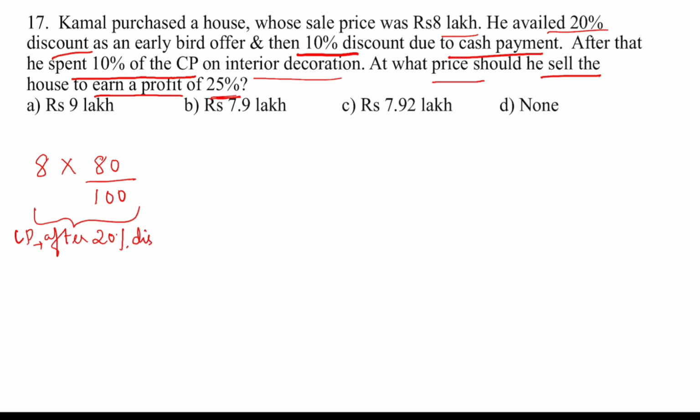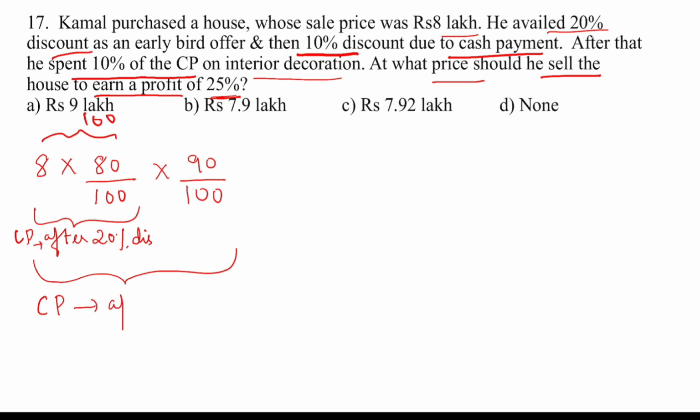But again, since he was paying cash, they gave him another 10% discount. So again 10% discount means how much? If this was 100, 10% of this is how much? 90 by 100. So this was the cost price after the second 10% discount.